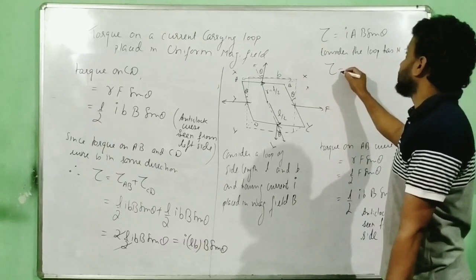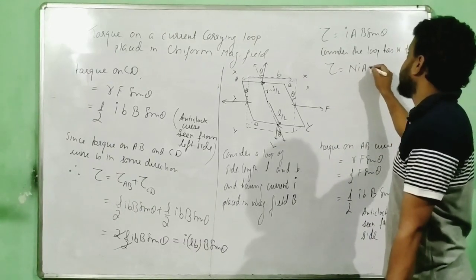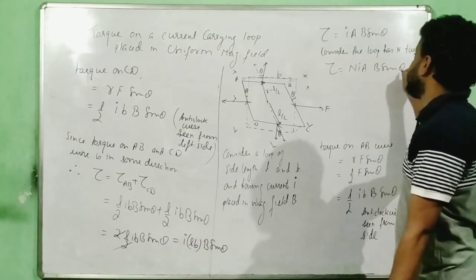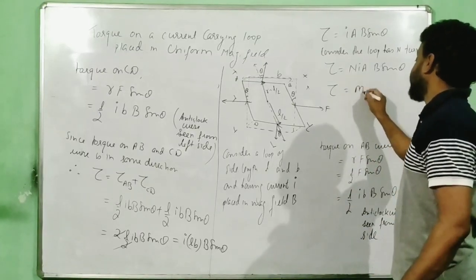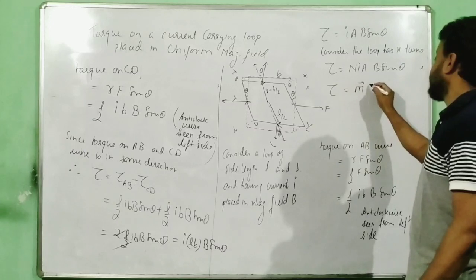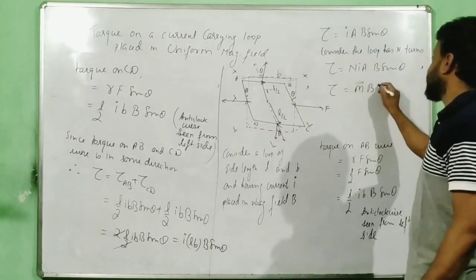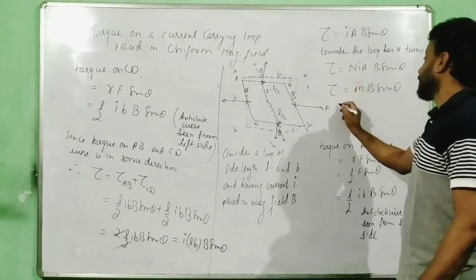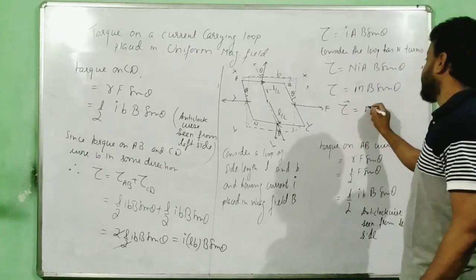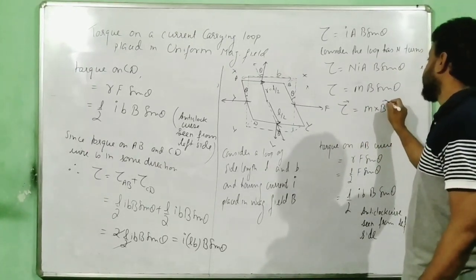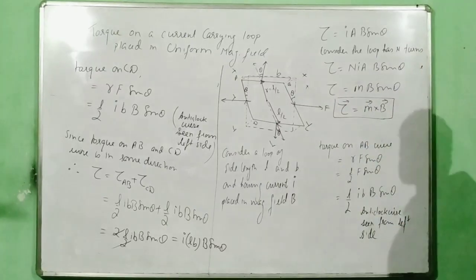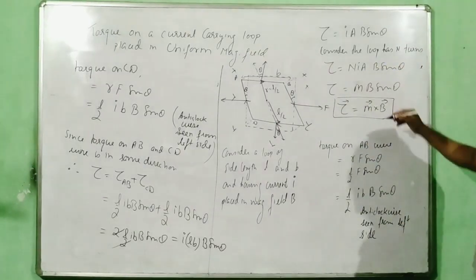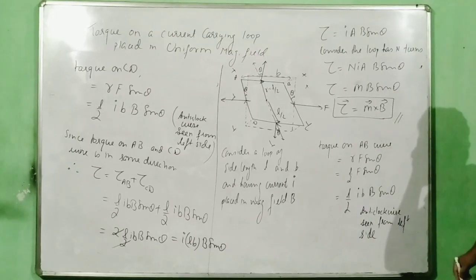So the torque is equal to NIA times B sin theta. Now what is NIA? NIA is nothing but the magnetic moment, multiplied by B sin theta. And this I can now write in vector form as M cross B, because of the sin theta, so it has to be M cross B. Okay? This is the formula of torque.